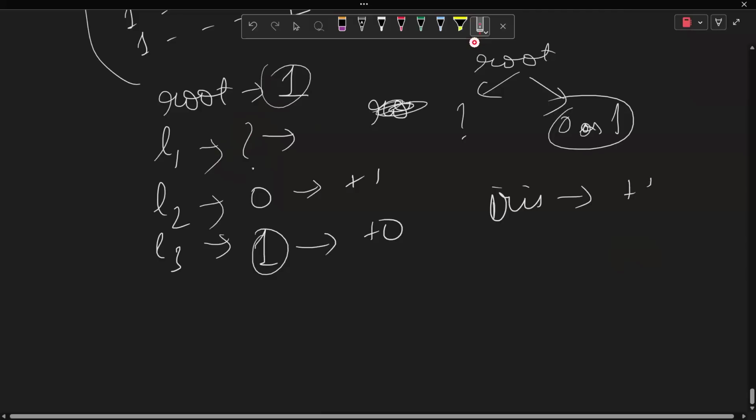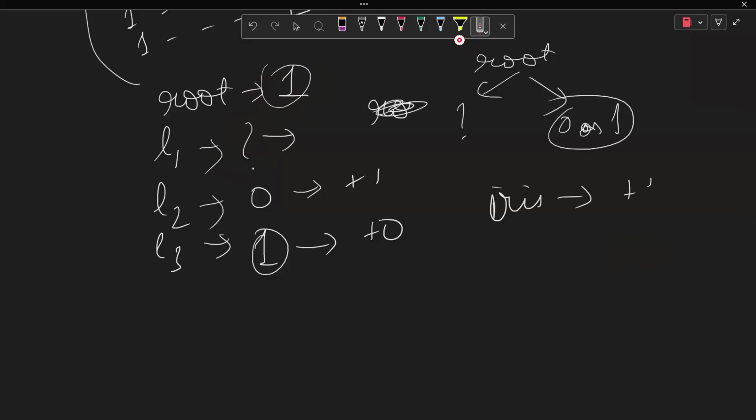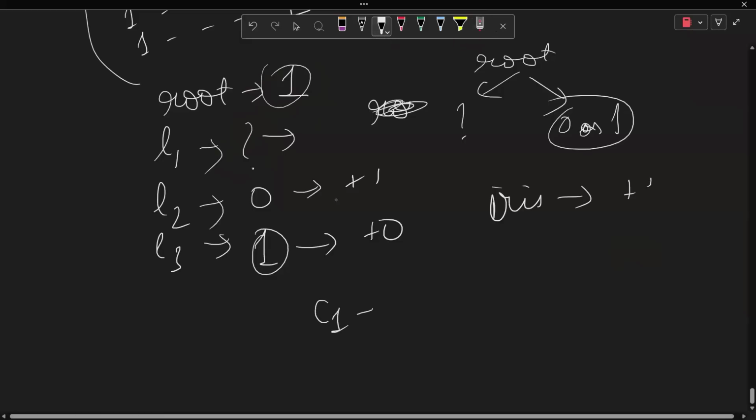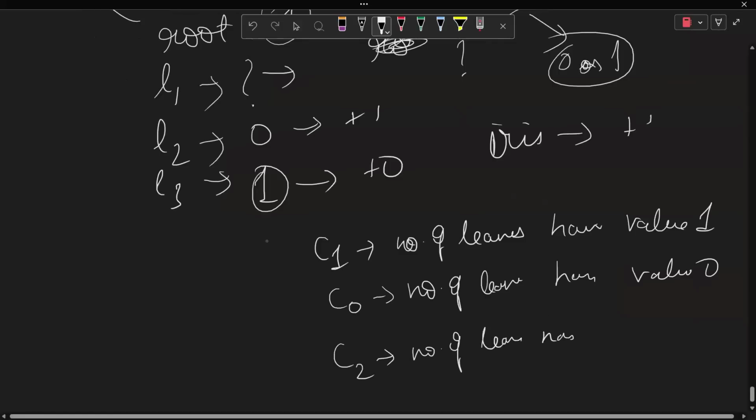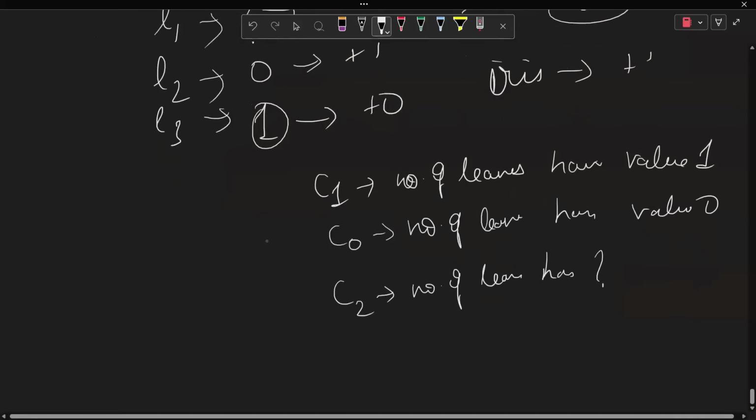Now, if the value of the root node is known, then for your final answer, let's say C1 represents the number of leaves having value 1 and C0 represents the number of leaves having value 0. And I'm representing the number of leaves having question mark by C2. These can be the only 3 possible values for any leaf.